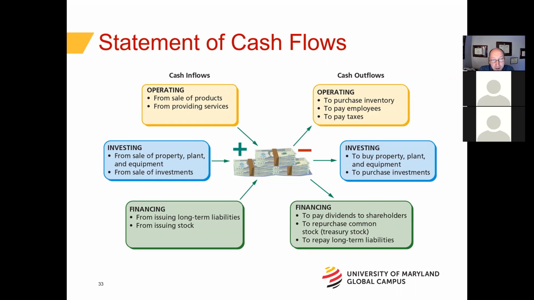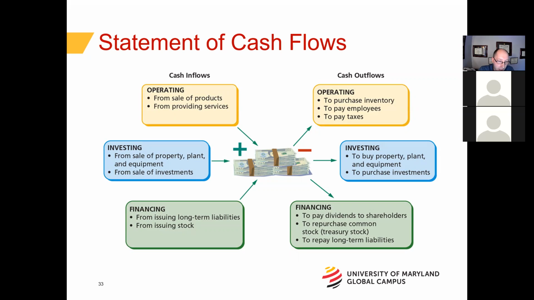Cash inflows for investing activities include things like the sale of property, plant, and equipment, or the sale of an investment. Remember, we talked about investments a little bit earlier. Investments are things that are held by the business, not used in the day-to-day operations, and can be sold later. That's sale of investment. And then we have cash outflows for investing activities. That would include things like the purchase of property, plant, and equipment, or a purchase of investment.